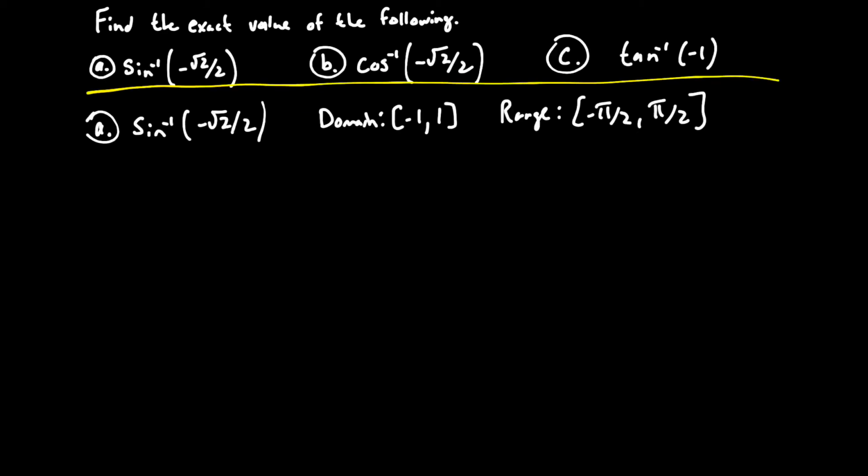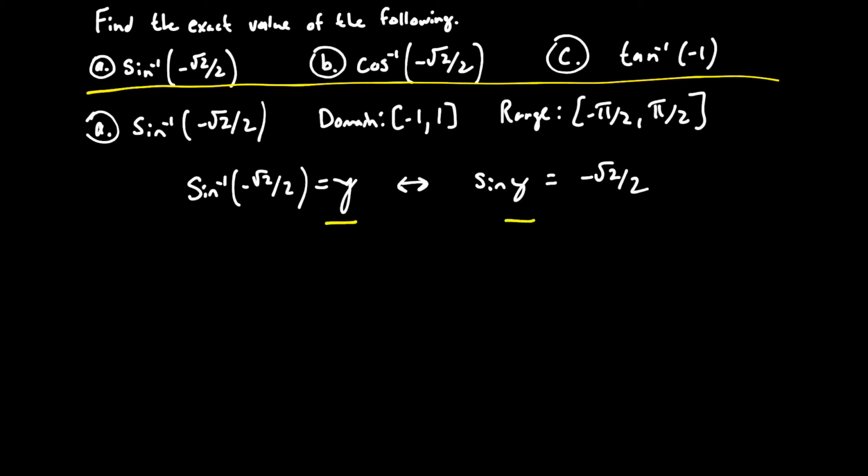By the definition of an inverse trig function, or an inverse function in general, we have that sine inverse of the negative square root of 2 divided by 2, which is equal to y, only occurs when sine evaluated at y is equal to the negative square root of 2 divided by 2. And recall, by definition, our y value in both cases is the acute angle that forms our right triangles.